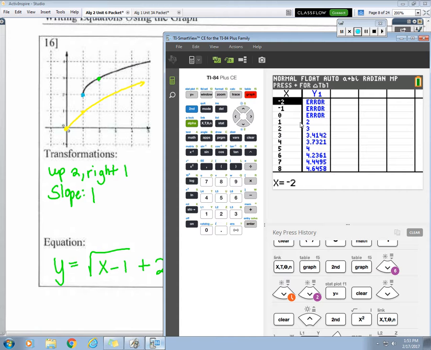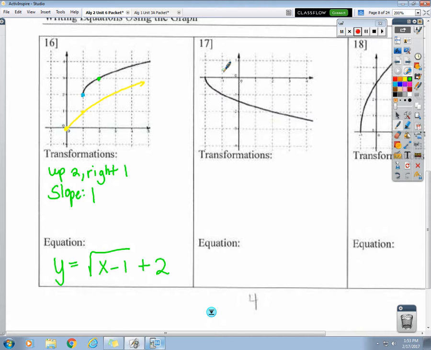Look, 1, 2, we have a point there. 2, 3, that's a point. 5, 4, don't we have a point of 5, 4? So that lets me know I have the right equation. It matches perfectly, okay? Now let's try this one. Remember, your parent function of a square root starts at 0, 0. The next point is up at 1 over 1, and then it looks like this. So how is this one different?